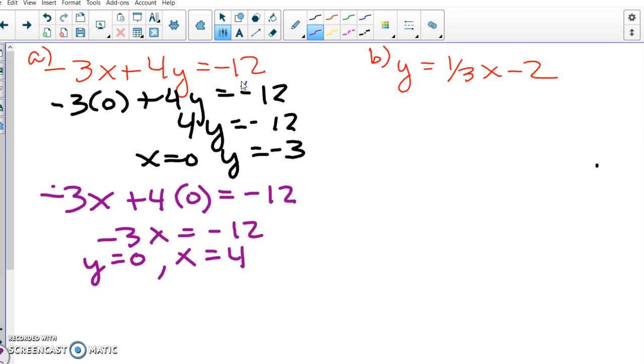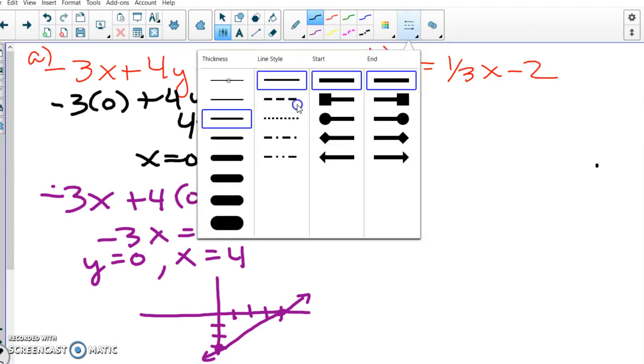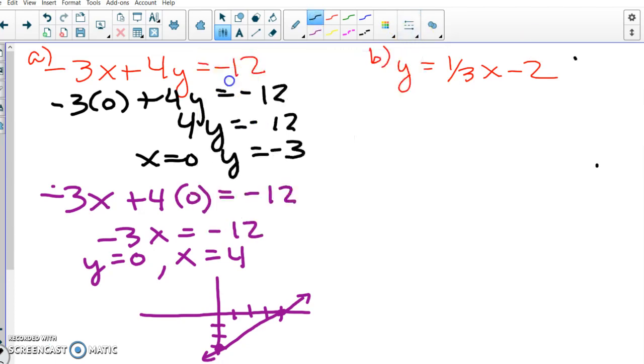And we do need to graph those. So let's plot each of those points. When x is 0, y is negative 3. That's our y-intercept. When y is 0, x is 4. That's our x-intercept. And we can quickly and painlessly, the best part, painlessly graph the equation. I want to take a quick look at part B.